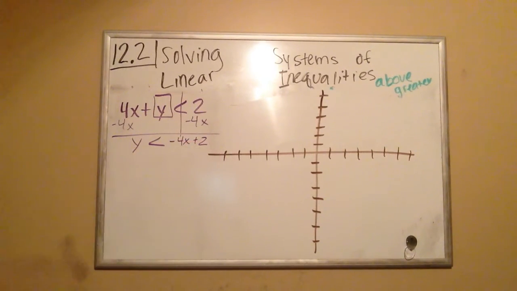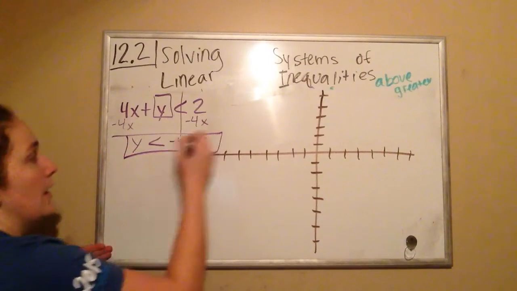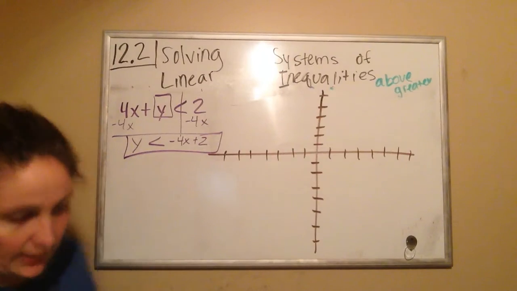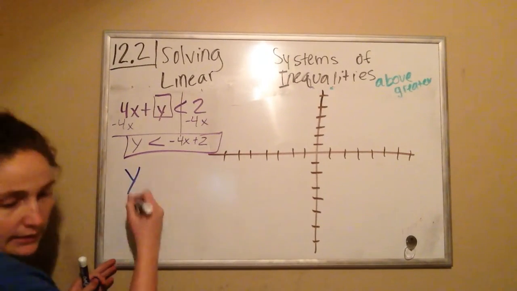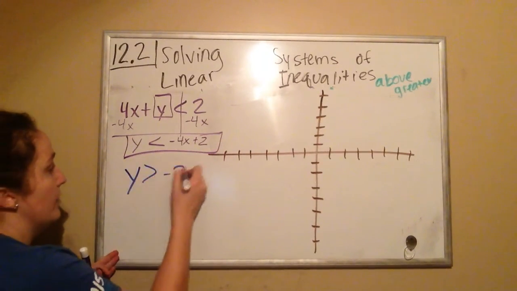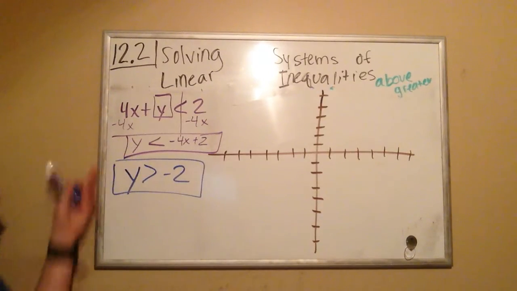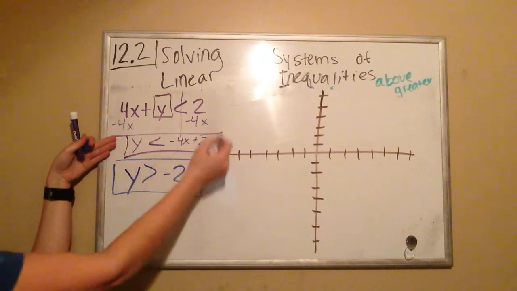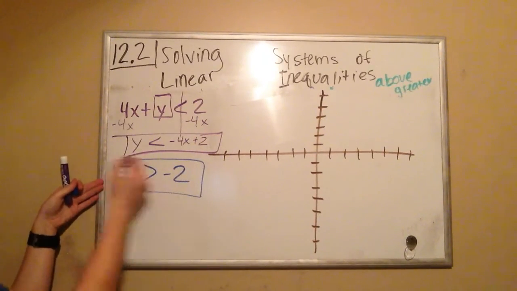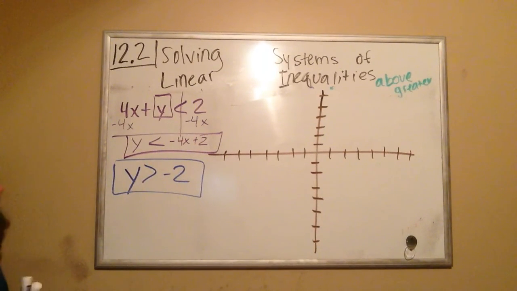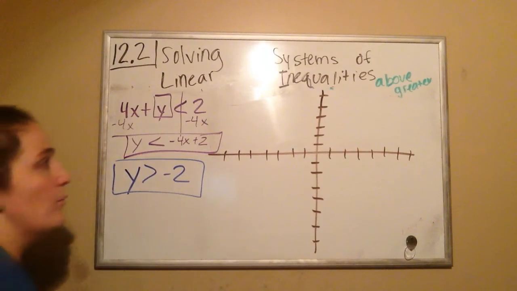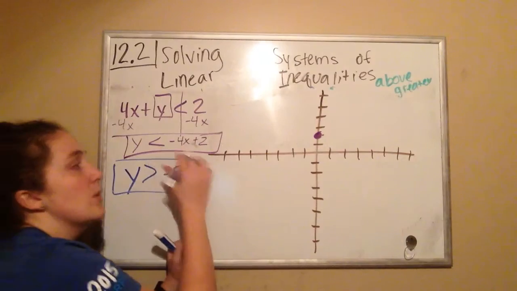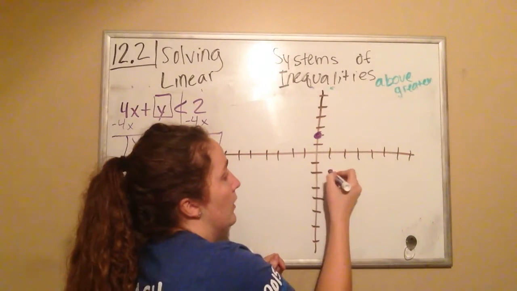I get y is less than negative 4x plus 2. Okay, now I've got my slope and my y-intercept. That's the first line I'm going to graph. The second line I'm going to graph in blue, just like I did last time, and I get y is greater than negative 2. Perfect. Make sure you're boxing the first equation in your first color and the second equation in your second color. So my purple one has a y-intercept of 2 and a slope of negative 4.